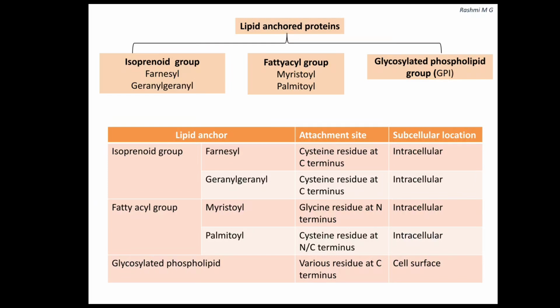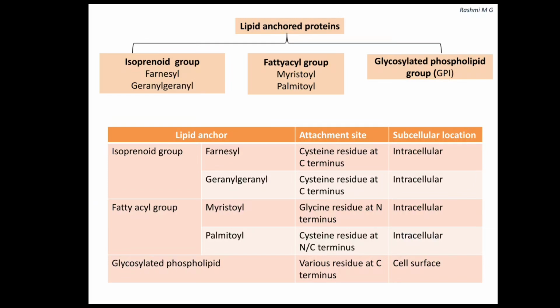They form covalent attachments with three classes of lipids: isoprenoid groups such as farnesyl and geranyl residues, fatty acyl groups such as myristoyl and palmitoyl residues, and glycosylated phospholipids such as glycosyl phosphatidyl inositol, GPI. An isoprenoid group that contains 15 carbon atoms, that is farnesyl, or 20 carbon atoms, geranyl, attaches to a cysteine residue at the C terminus via a thioether linkage.